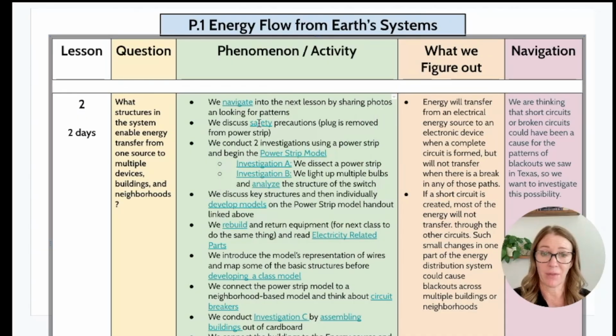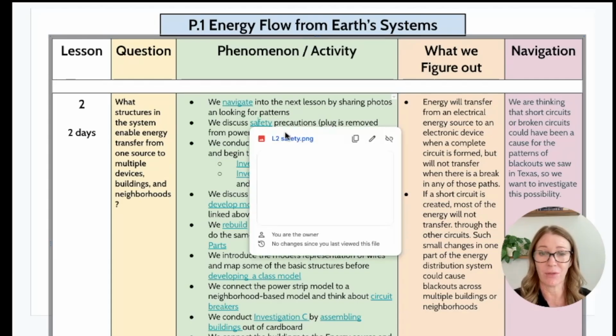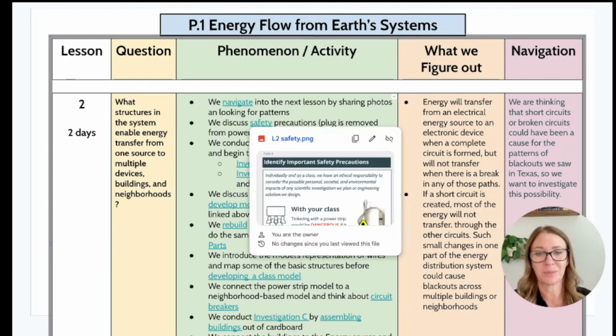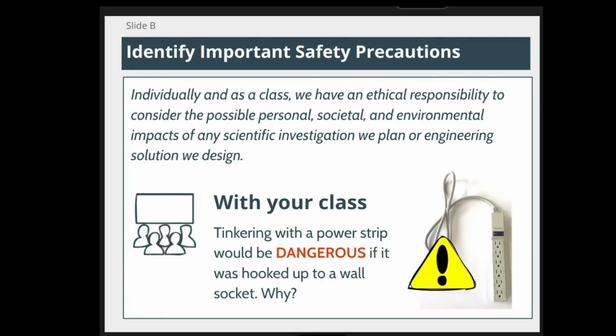And then we're going to talk safety. Now, you're going to be using electric power strips for these investigations, and it's very important that you cut the plug off. So here is the slide that helps you talk about safety precautions and how we have an ethical responsibility to be safe during scientific investigations. And we're going to talk that it's dangerous to tinker with a power strip if it's plugged into a wall. Well, why would that be? So it may seem obvious, but please emphasize the danger here.